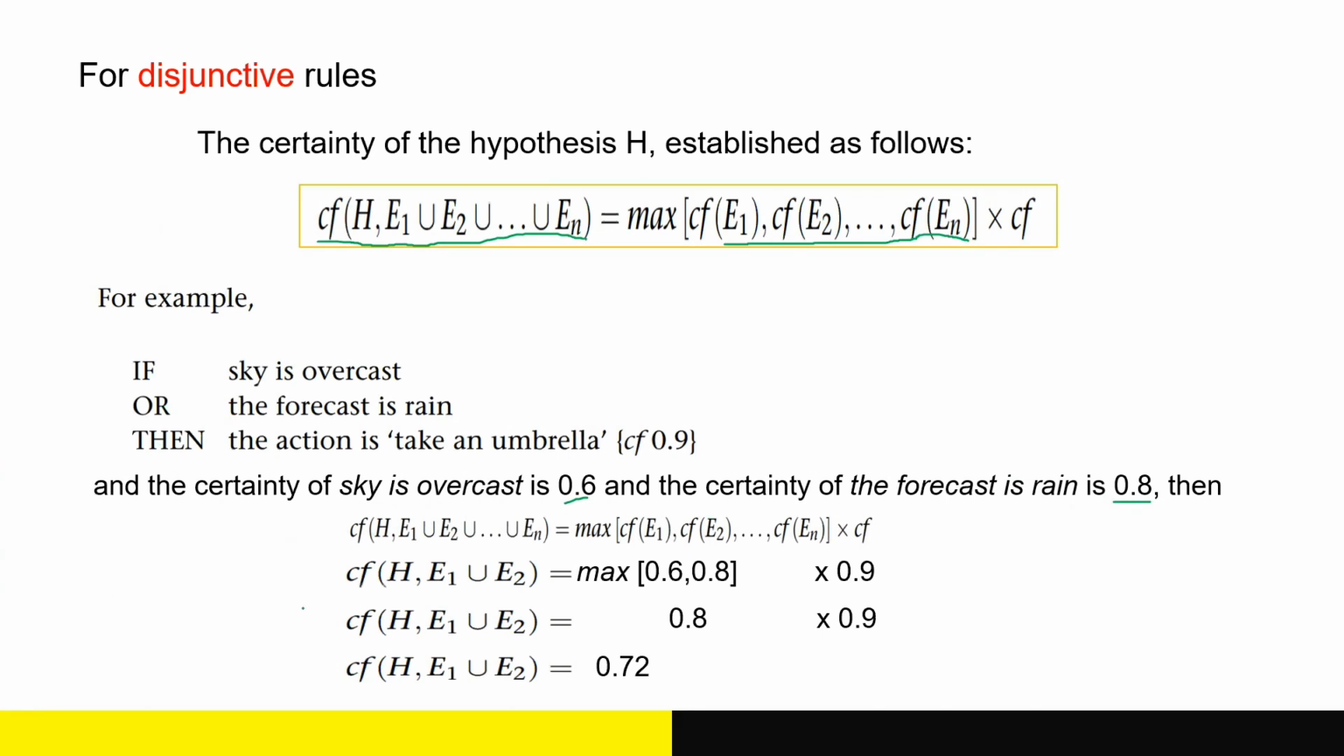So the certainty factor of hypothesis given evidence 1 or evidence 2 is equal to the maximum of the certainty factor of evidence 1, which is that the sky is overcast, 0.6, and the certainty factor of the forecast rain, 0.8, multiplied by the certainty factor 0.9. So the maximum between the certainty factors of the two evidences is 0.8. So we multiply 0.8 by 0.9. So the certainty factor of hypothesis given evidence 1 or evidence 2 is 0.72.